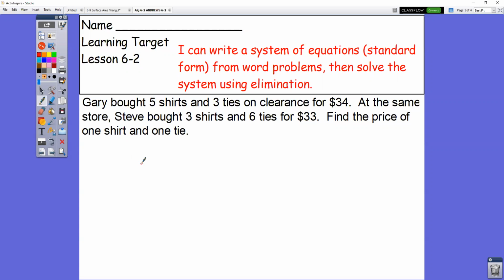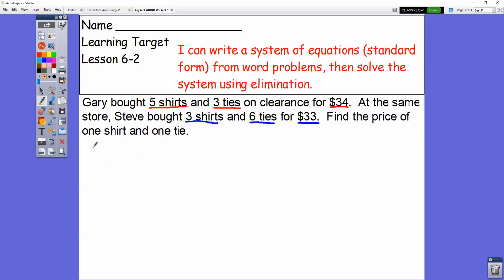So this first word problem says Gary bought 5 shirts and 3 ties on clearance for $34. At the same store, Steve bought 3 shirts and 6 ties for $33. Find the price of 1 shirt and 1 tie.